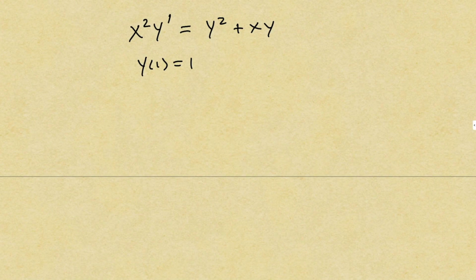Hey everyone! So today we're going to continue learning differential equations. So here's our next example. This time we have y's and x's. So let's go through our questions now.